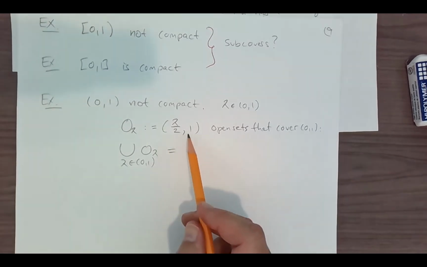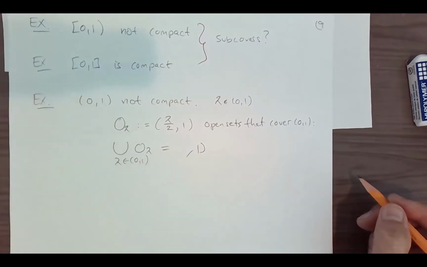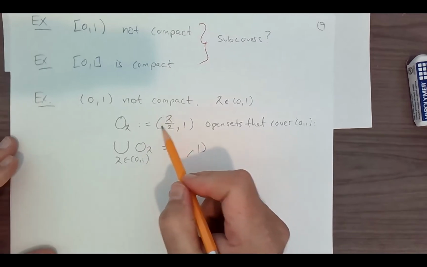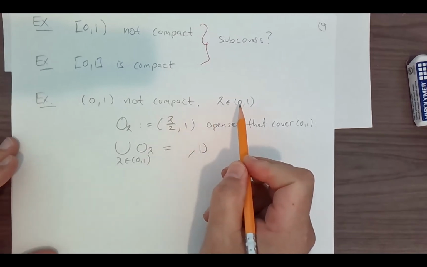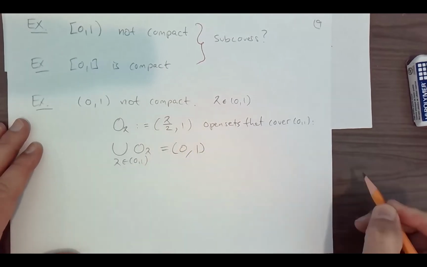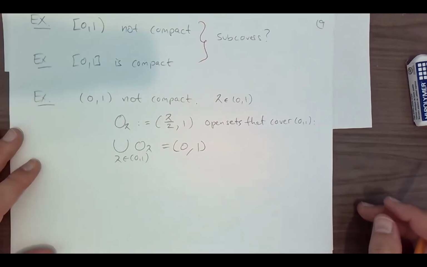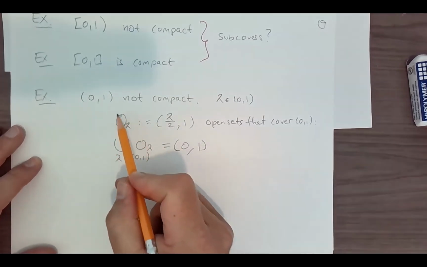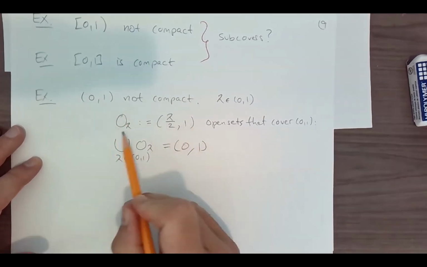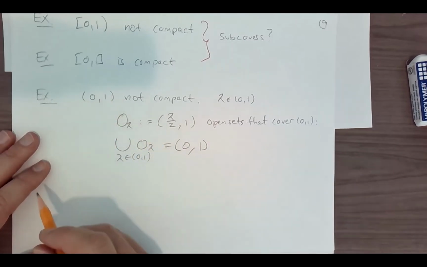What do I get? Well, top part here is a 1. What is the bottom part? Well, lambda runs all the way down to 0, right? It does not become equal to 0. It runs all the way down to 0. So this is a 0, and then I have open here. Right, so this is an open cover. These guys here, they form an open cover of the interval 0 to 1.